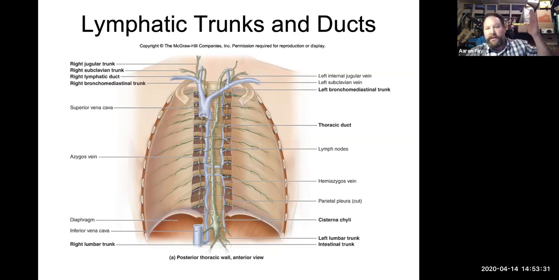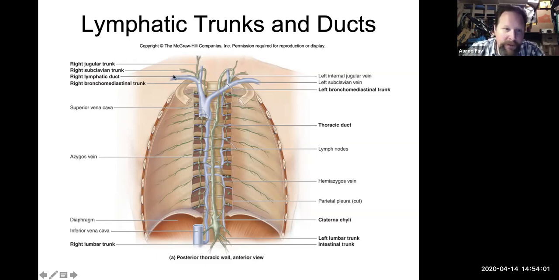So it goes capillaries, afferent vessels, lymphatic vessels, to lymph nodes, to efferent lymphatic vessels. Lymphatic vessels drain into lymphatic trunks, and lymphatic trunks drain into lymphatic ducts. And the ducts are what are directly connected to the circulatory system. They're going to return the lymph back into our veins, back into our circulatory system.